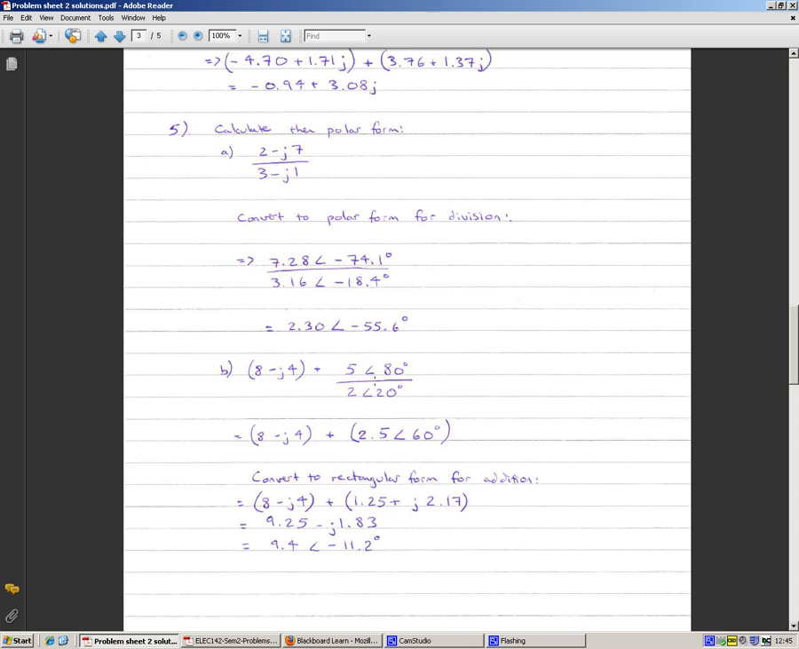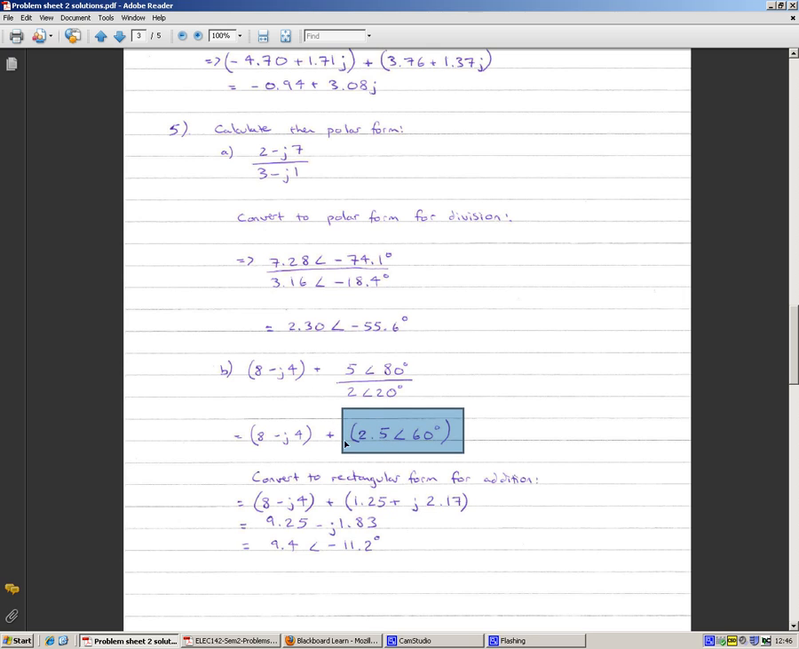So what we want to do is obey the normal rules of mathematics. So we need to do the division before we do the addition. So let's solve this bit first. So we're just solving this bit here. This is a straightforward division like we've had before. So it's 5 divided by 2, which gives us 2.5 at an angle of 80 minus 20, which gives us 60. So we've converted from this to this.